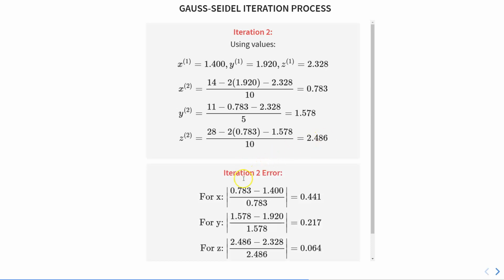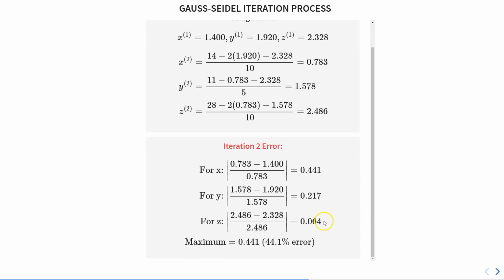Now here we are calculating the error. For x, the current value is 0.783 and the earlier value is 1.40, so the relative error is 0.441. Similarly for y we get 0.217, and for z 0.064. So here the maximum error is 0.441. Earlier the error was 100%, now in the second iteration the error got reduced and we got 44.1% error.